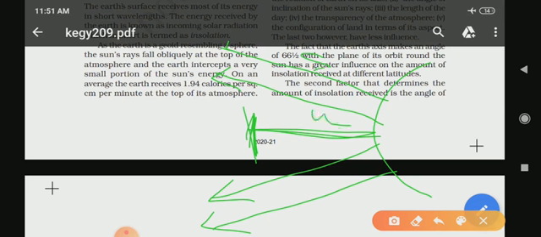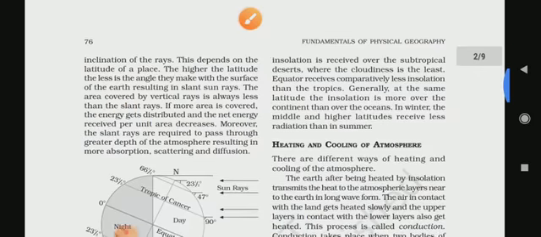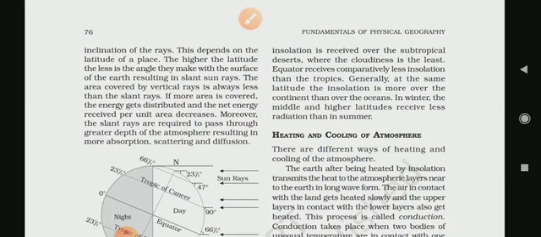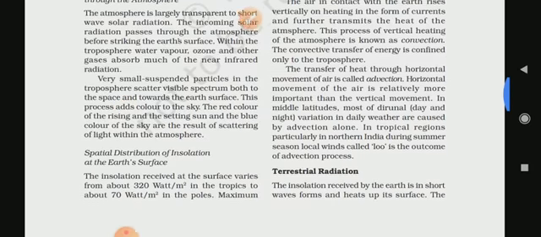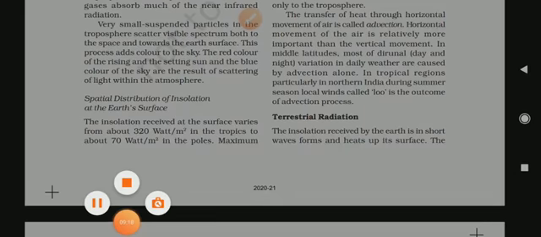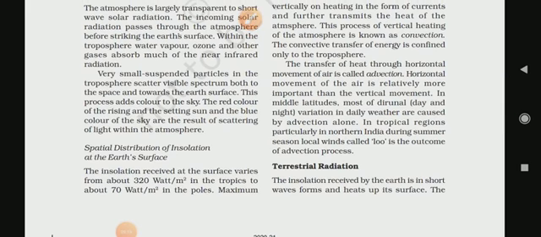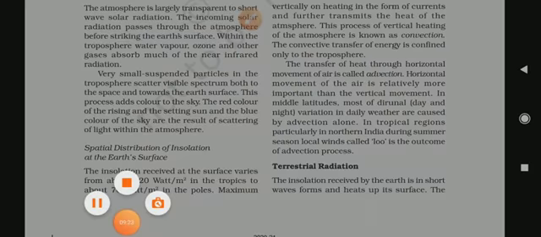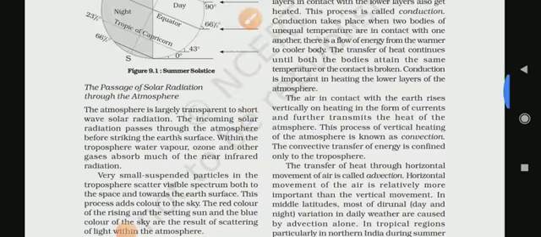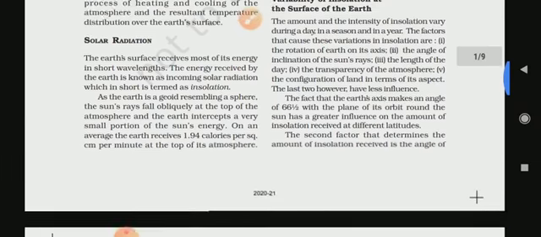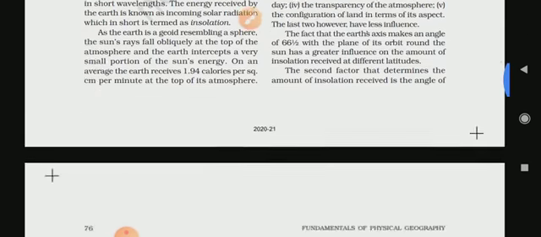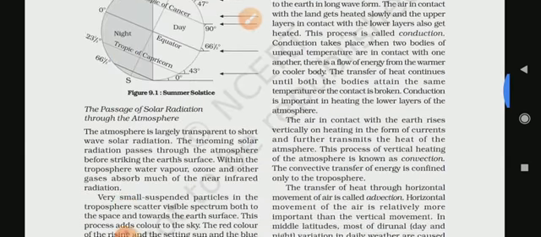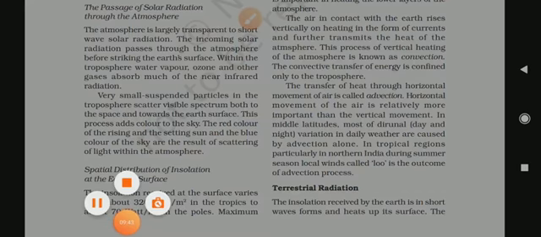So next is the spatial distribution of insolation at the earth surface. So students, this part I'll explain in the next video. Till then, revise this topic, whatever I have explained, because these are very important. If you are not able to understand these topics like variability of insolation at the surface of earth and solar radiation, it will be a little bit difficult to understand the next one. So till then, keep revising, keep studying.